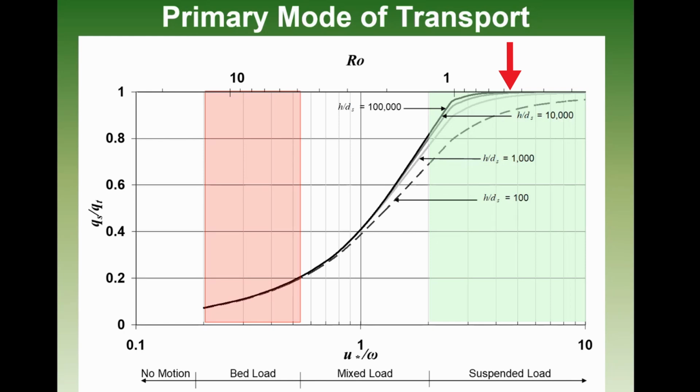So it gives you an idea. Very easy. So you know your river, you can easily calculate your shear velocity. And for a given grain size, you'll find out whether most of it's in suspension or rolling on the bed. So that's the first part here.